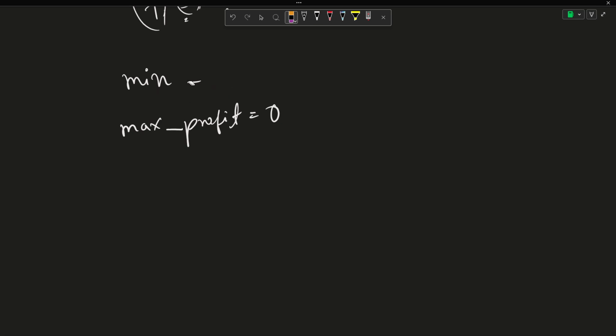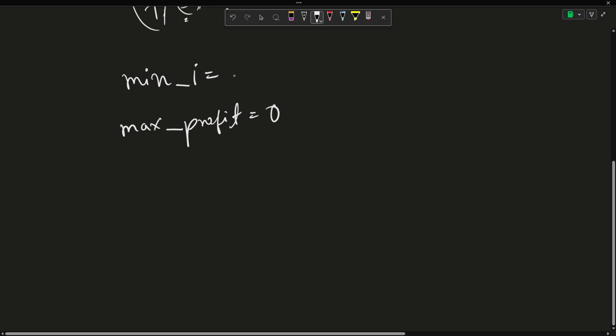This minimum is nothing but we need to store at which position the minimum value we have. So let's call this min I, which is nothing but the index, where we are storing the index of the minimum value. Okay. Then now let's start traversing the array.